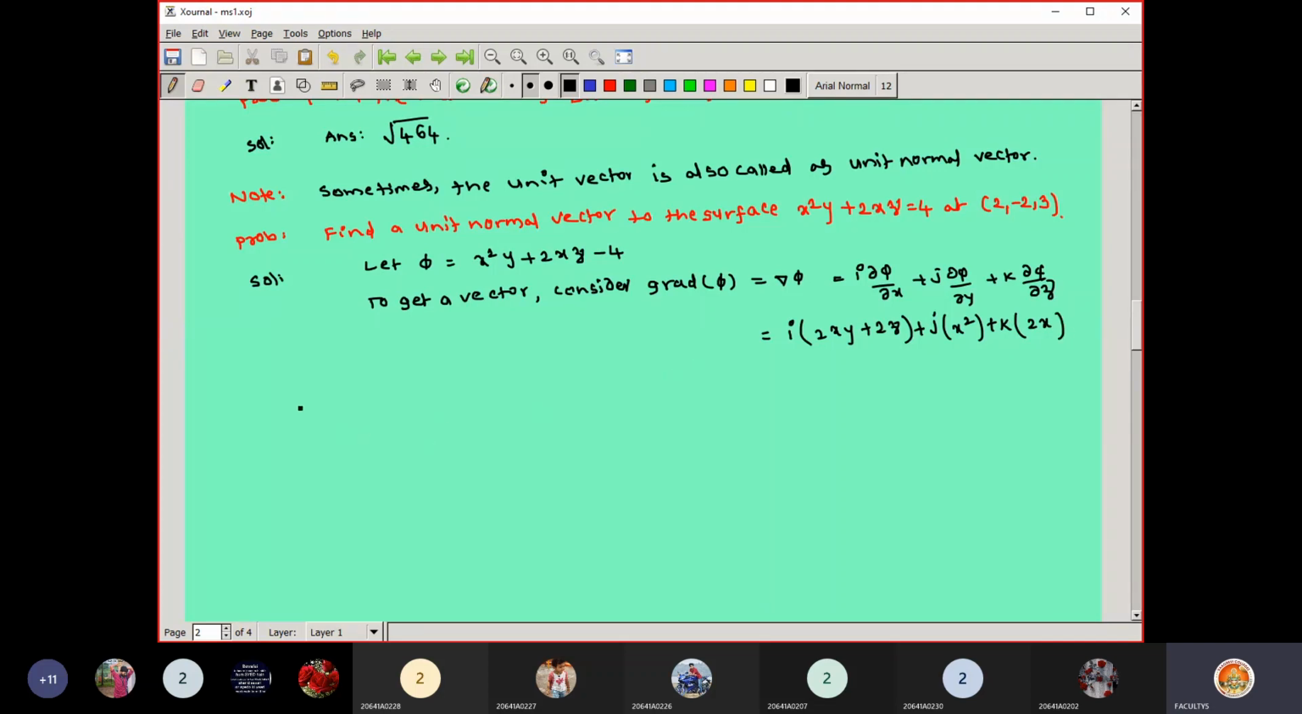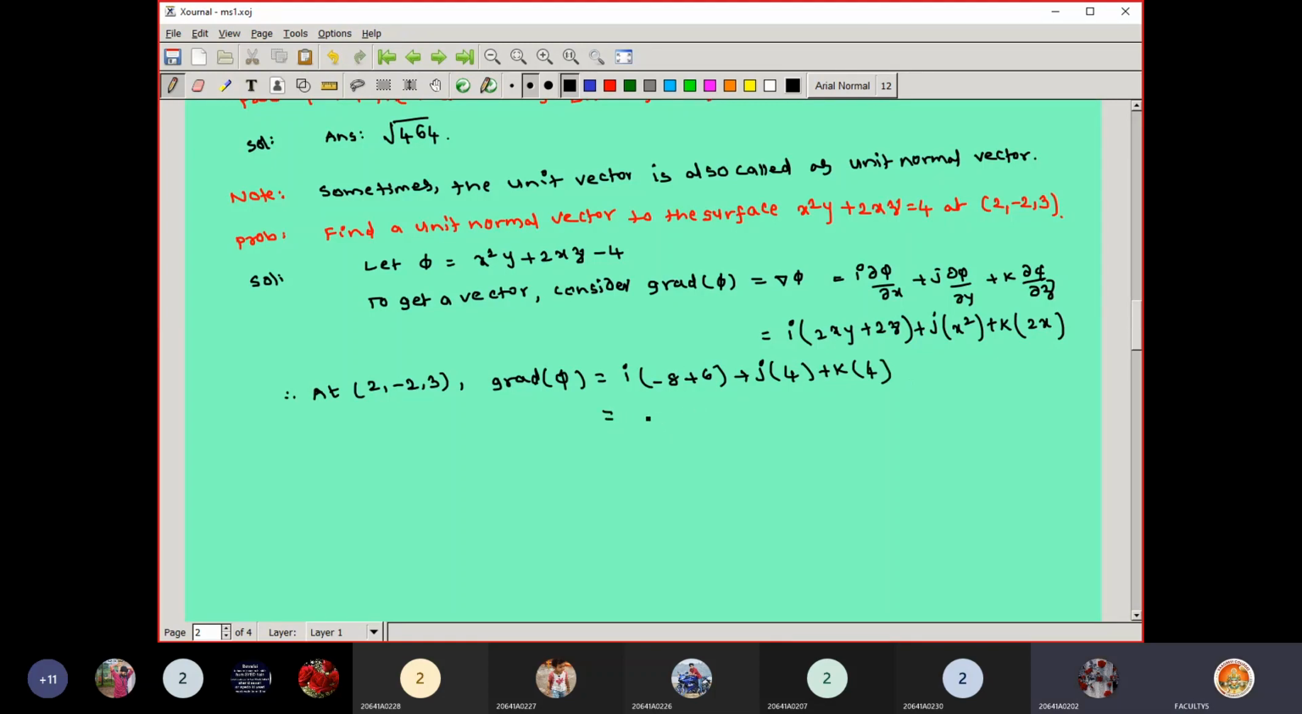The point is given as 2, -2, 3. So you are calculating the gradient of phi at the point: x value 2, y value -2, z value 3. 2xy means -8, 2z plus 6. Take a look and check. Plus j x square, which is 4, plus k 2x, which becomes 4. Is it correct?